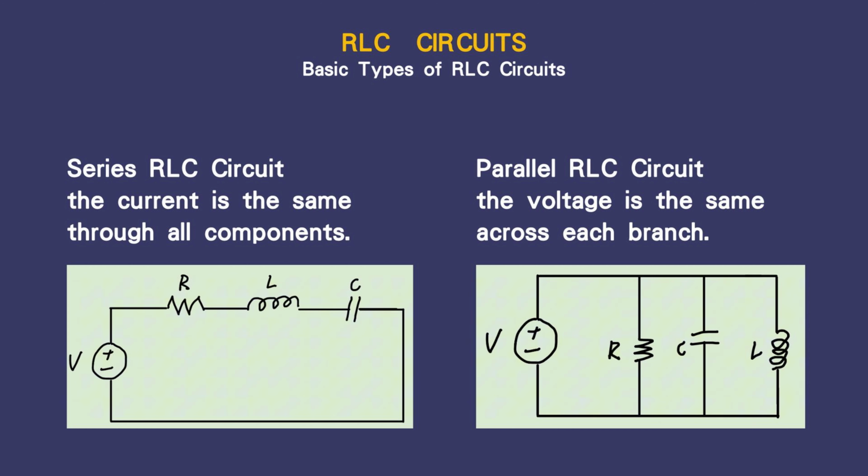In a series RLC circuit, the resistor, inductor, and capacitor are connected end-to-end in a single path. This means the current is the same through all components. However, the voltage across each component can vary. On the other hand, in a parallel RLC circuit, the three components are connected across the same voltage source. This time, the voltage is the same across all branches, but the current in each branch can be different. Understanding this configuration is crucial because they behave differently in terms of resonance, damping, and energy storage.